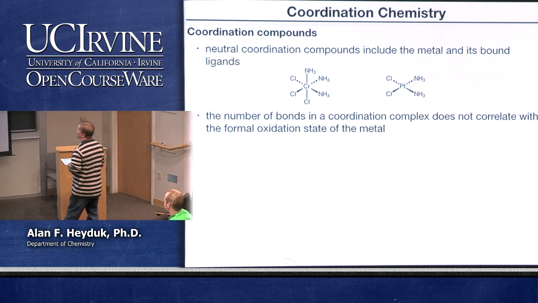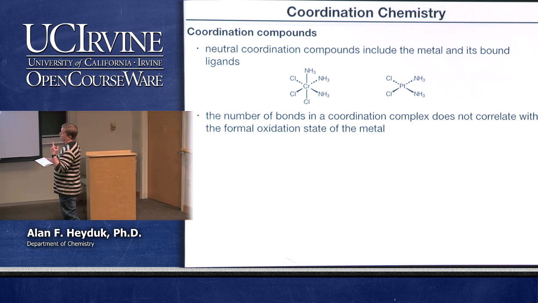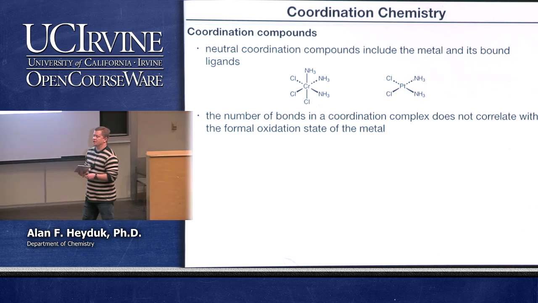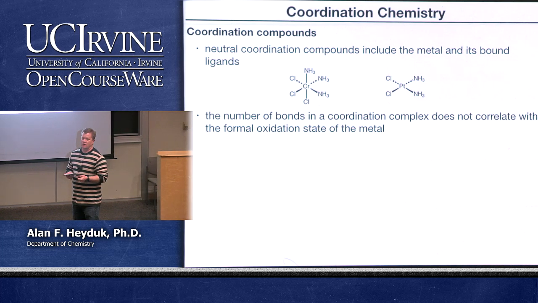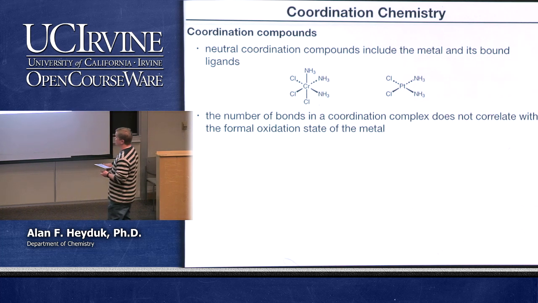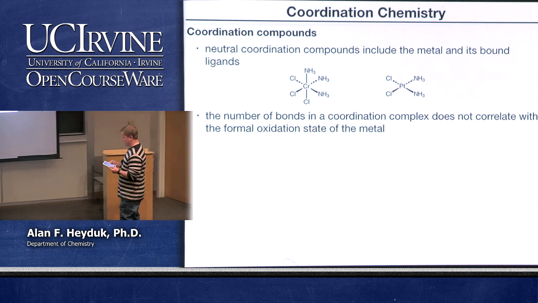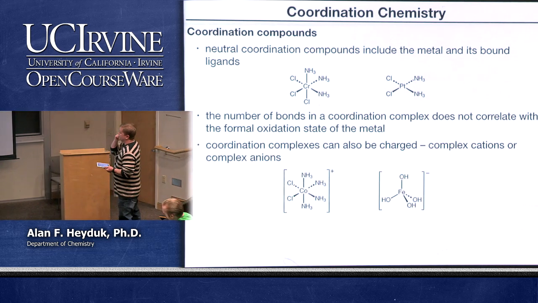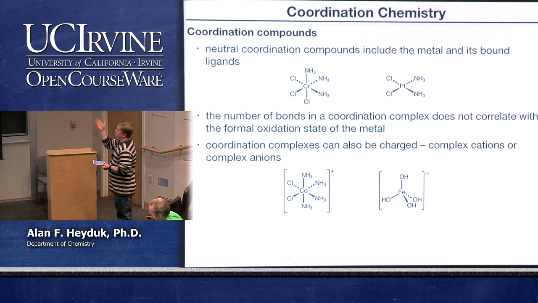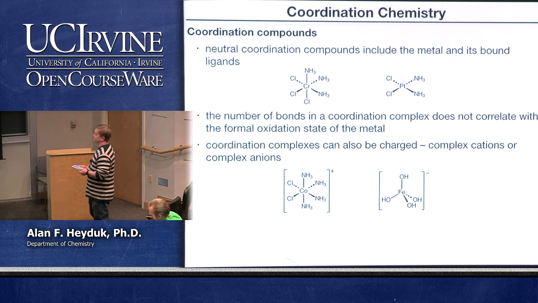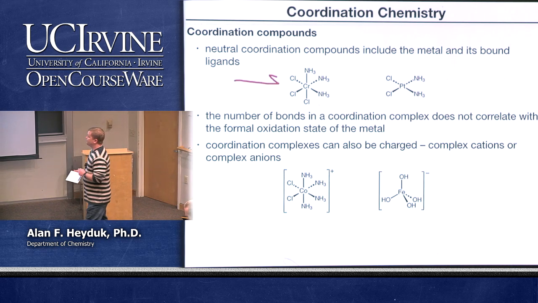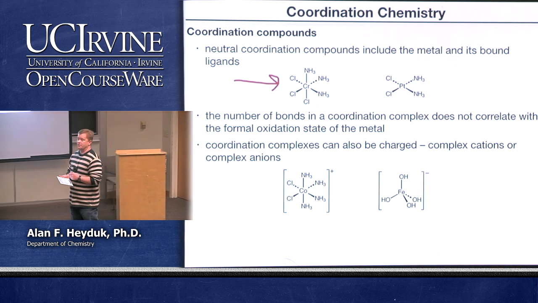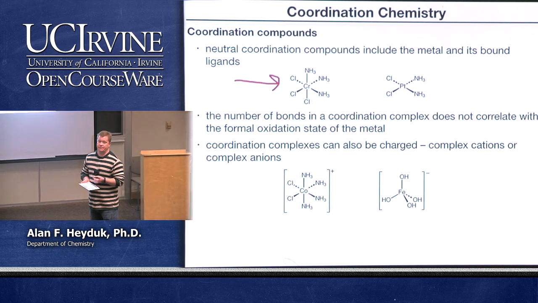The number of bonds in a coordination complex is not directly correlated to the formal oxidation state of the metal. We can see that based on even those examples above. In this chromium complex, the formal oxidation state of the chromium is +3.